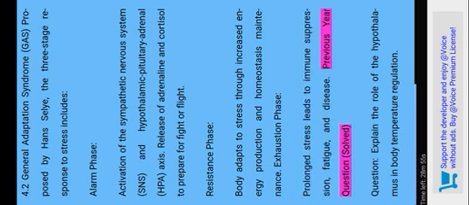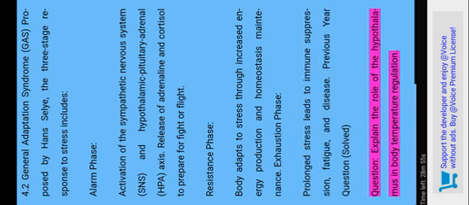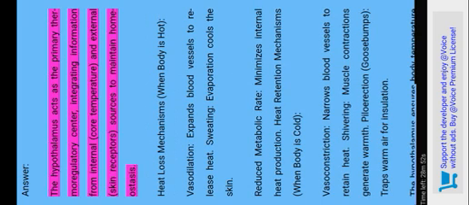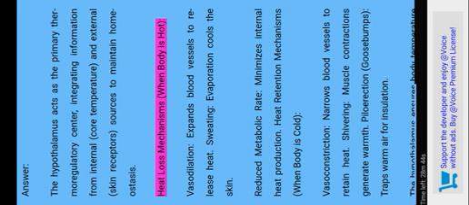Previous year question solved. Question. Explain the role of the hypothalamus in body temperature regulation. Answer. The hypothalamus acts as the primary thermoregulatory center, integrating information from internal core temperature and external skin receptors sources to maintain homeostasis. Heat loss mechanisms when body is hot.